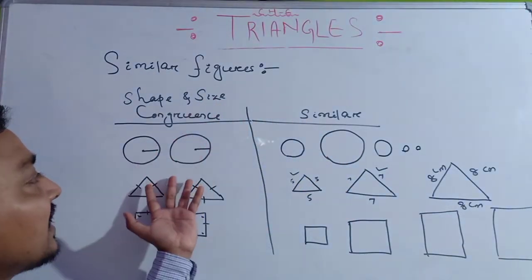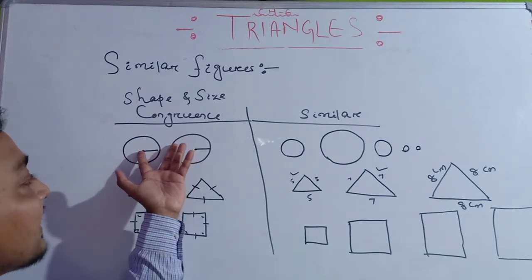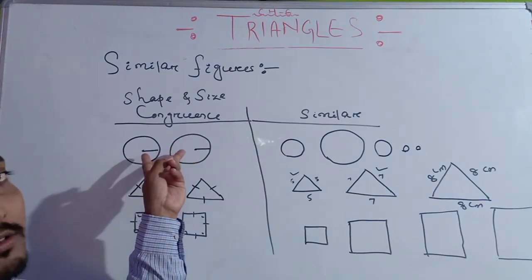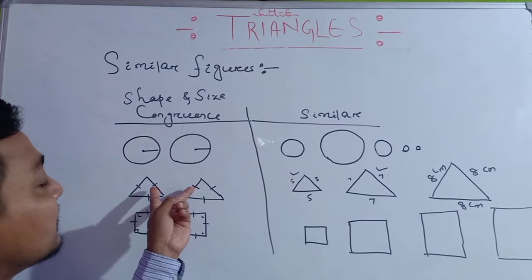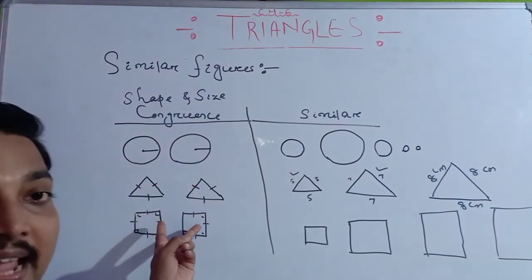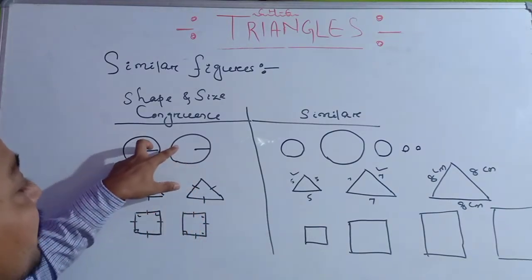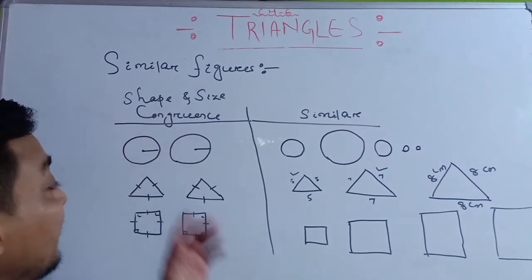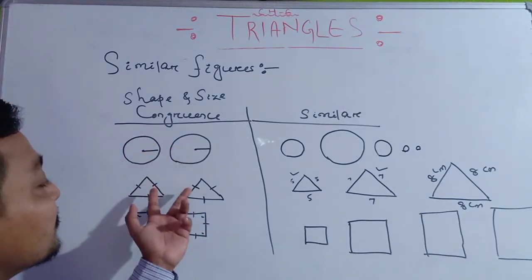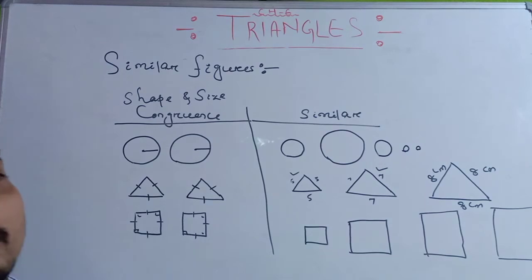Now compare this figure with this figure. In this collection, the shapes are the same and the size is also the same; shape same, size same, shape same, size same. So for all these pairs of figures we can say they are congruent. This one is congruent, and this one is congruent.